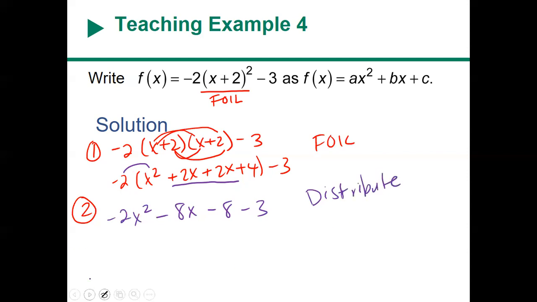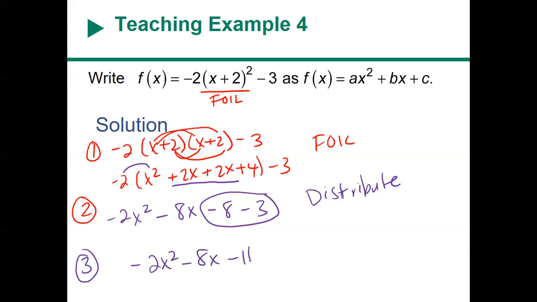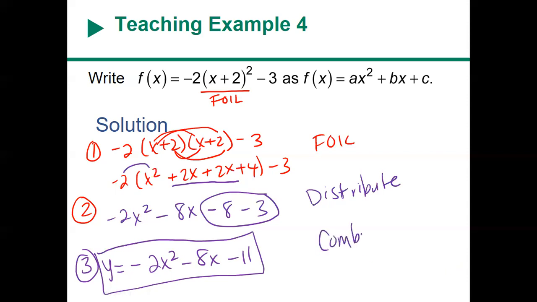And then your last and final step is to combine like terms. What are my like terms? -8, -3. What does -8, -3 make? -11. So we have -2x squared minus 8x minus 11. And there is our standard form. So the last thing we did was combine.